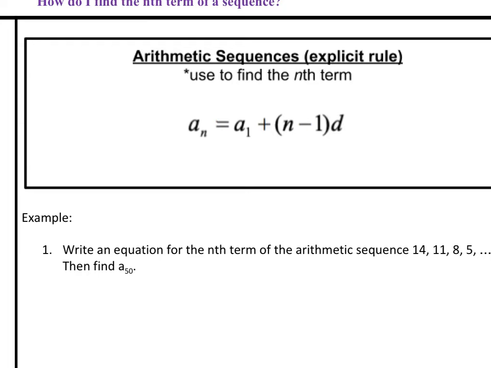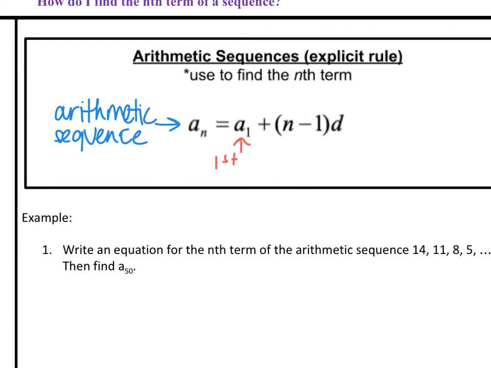A of n stands for an arithmetic sequence. The little n just means like some number. N is a term number. Arithmetic sequence. When you see this, which is why it's an A. A1 right here. This stands for the first term.